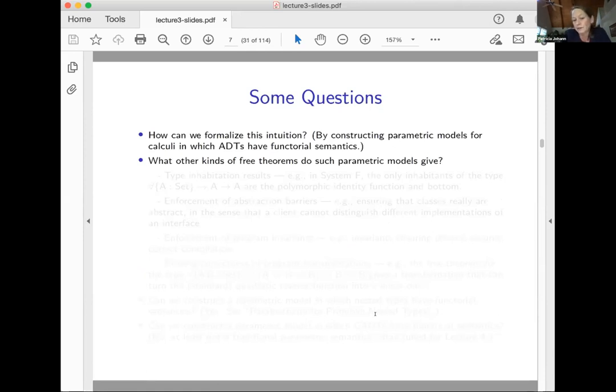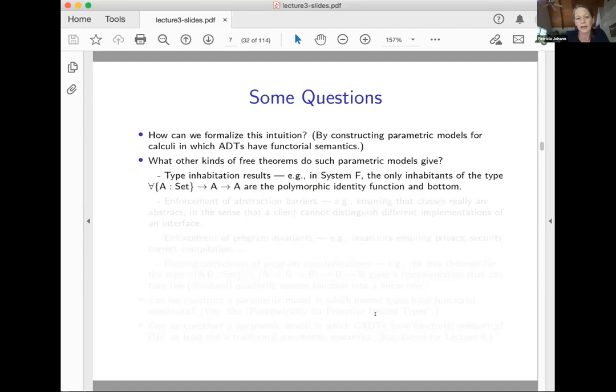What other kinds of free theorems do parametric models give? That might be something we'd want to know. And there are a whole bunch of different kinds. They can give type inhabitation results. So for example, if you're in just straight up System F, the only inhabitants of this polymorphic type are the polymorphic identity and bottom. You get that from the way that the model is constructed.